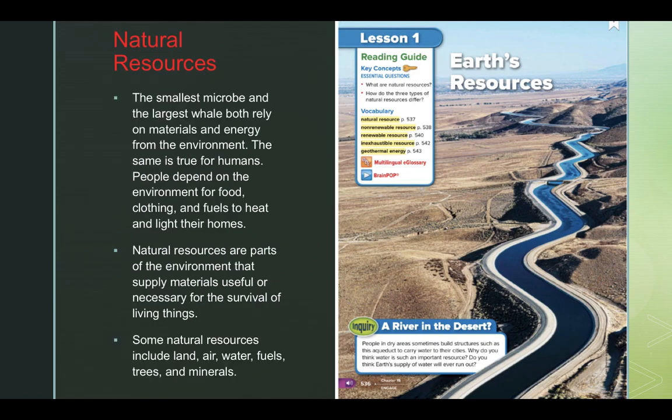The smallest microbe and the largest whale both rely on materials and energy from the environment. The same is true for humans. People depend on the environment for food, clothing, and fuels to heat and light their homes. Natural resources are parts of the environment that supply materials useful or necessary for the survival of living things. Some natural resources include land, air, water, fuels, trees, and minerals.